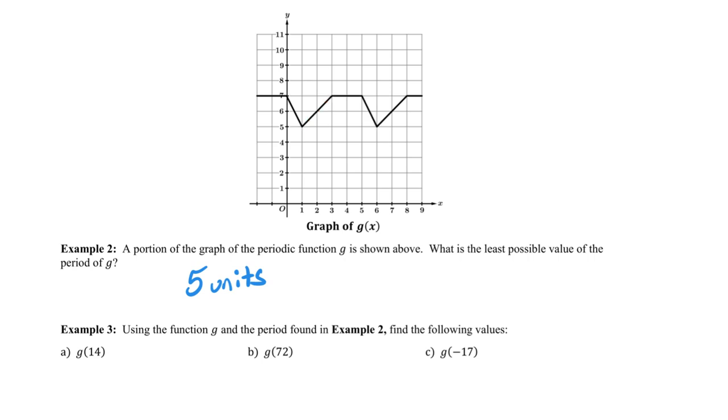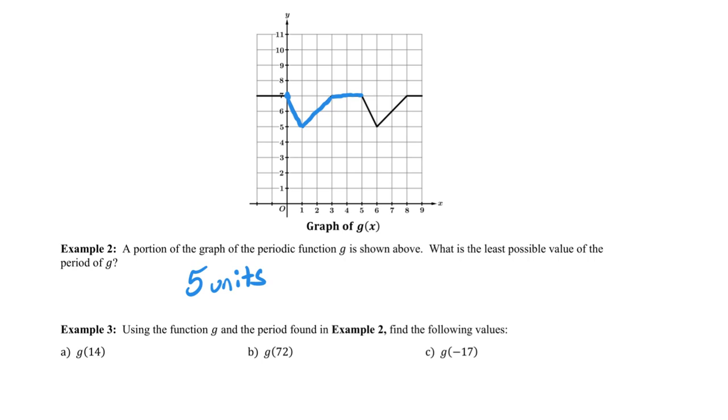So using the function g and the period found in example 2, we want to find the following values. And notice these are x values because they're inside the parentheses. We don't go out that far, and we don't want to have to keep drawing this over and over again. So we're going to take one of our periods there, the actual graph. I'm going to highlight it in blue. So that's the period from 0 to 5, right?